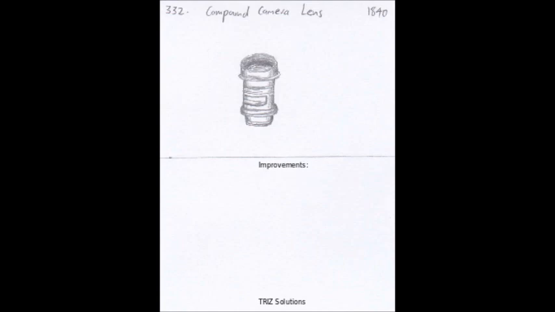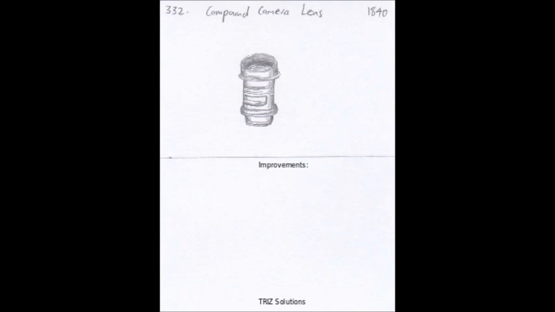reflections and improve contrast. One area where the compound lens could be improved is in its size and weight. High-quality lenses can be quite large and heavy, making them cumbersome to carry and use, particularly for handheld photography. Advances in material science and lens design may allow for lighter, more compact lenses with similar or better optical performance.